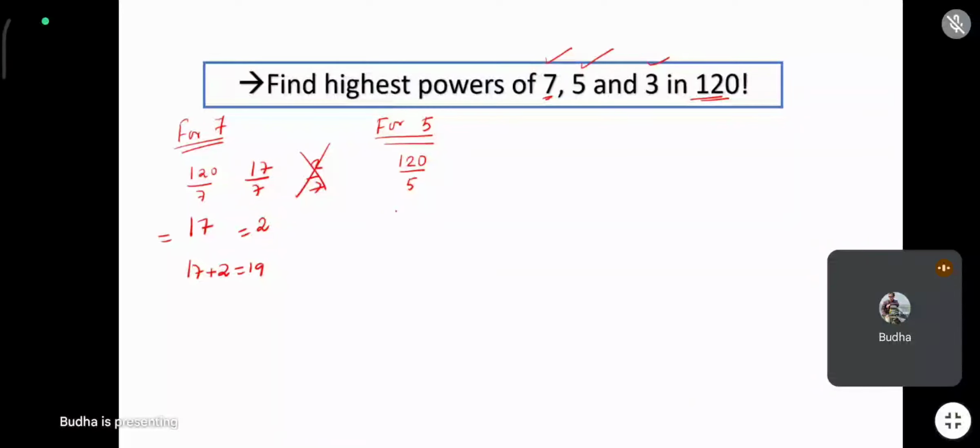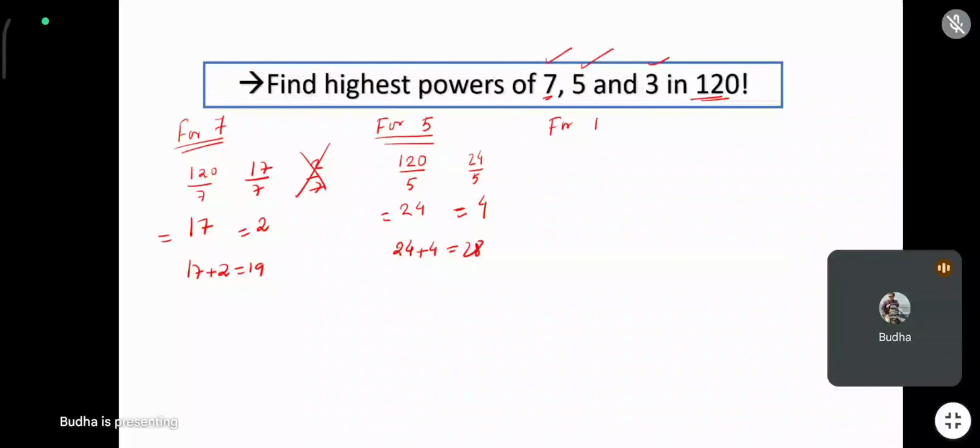120 by 5. You tell me what will be the answer? 120 by 5. 24. 24, yes. नाउ 24 को फिर से डिवाइड हो सकता है बाय 5. हाउ मेनी टाइम्स? 4. Yes. Now can 4 be further divided by 5? नो सर. तो stop कर दो. So the answer is 24, 28. 28. Perfect. Now try for 3.